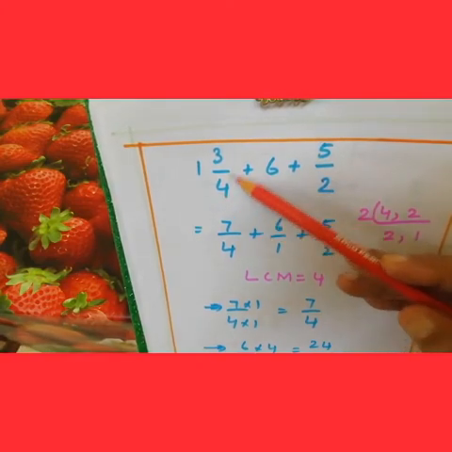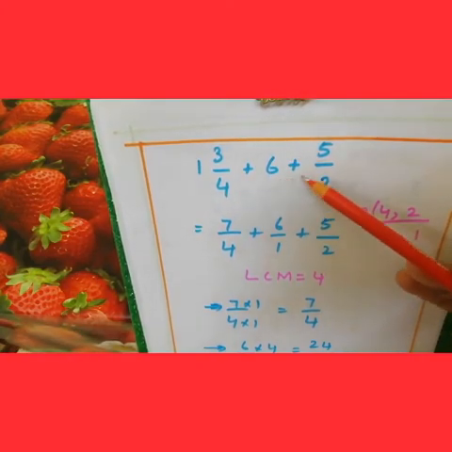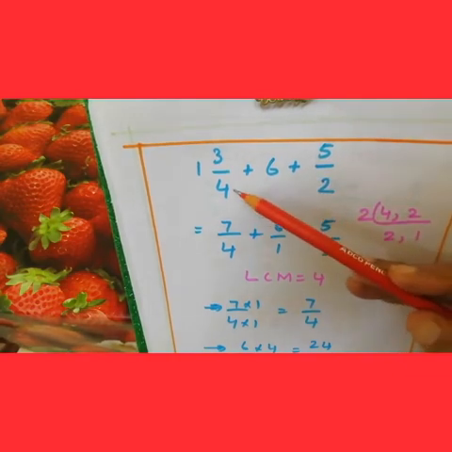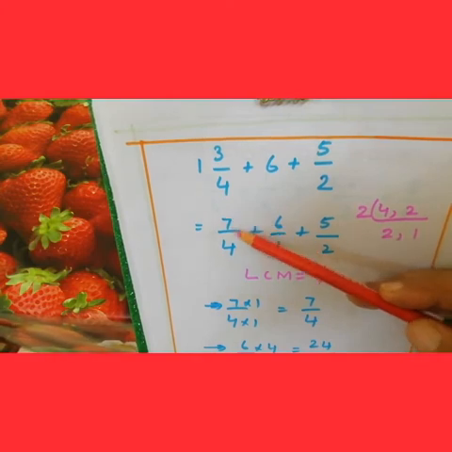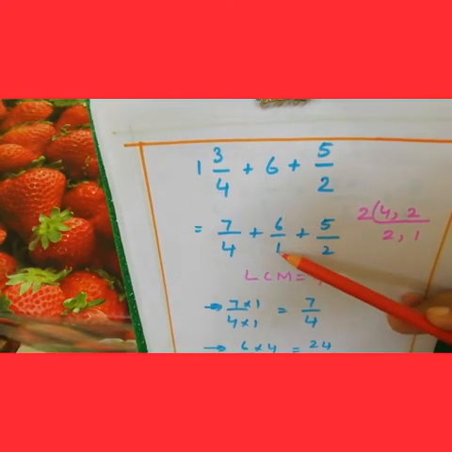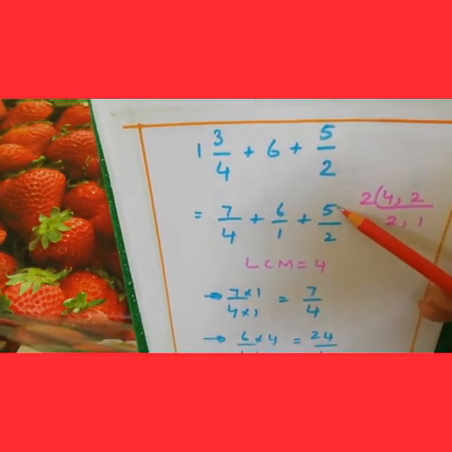So here, 1 3 by 4 plus 6 plus 5 by 2. First of all, convert this mixed fraction into an improper fraction. So it will become 7 by 4. 6 means 6 by 1, and the other one is 5 by 2.